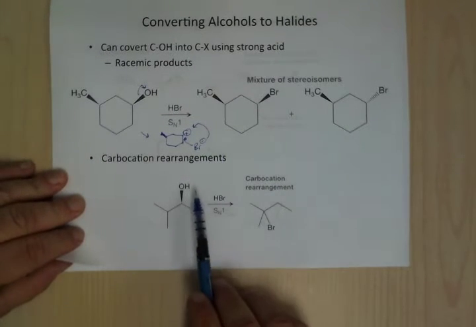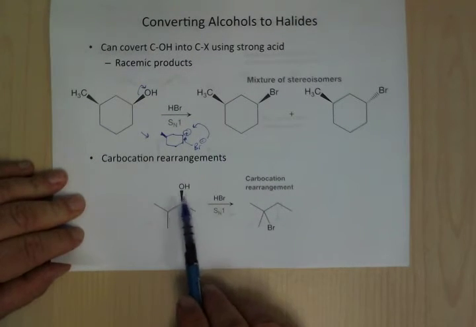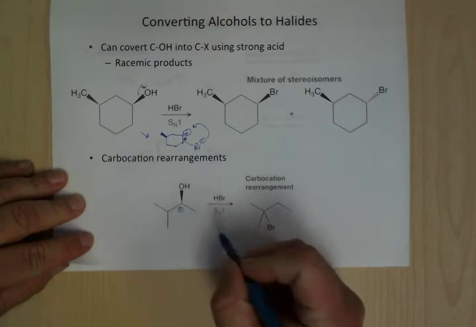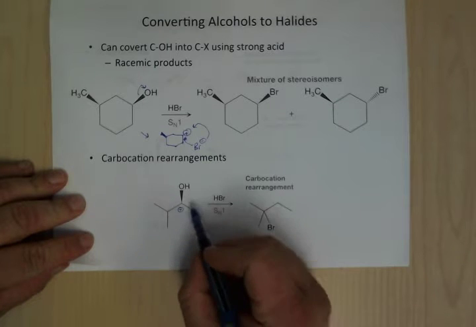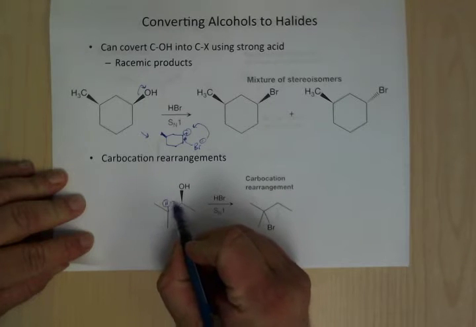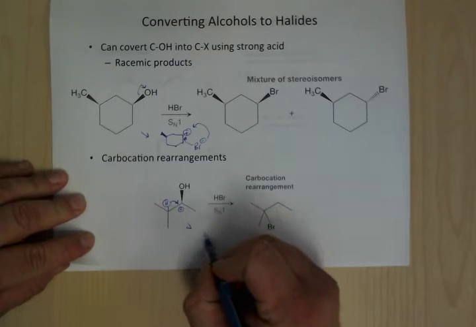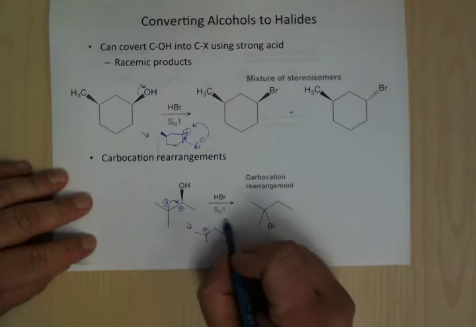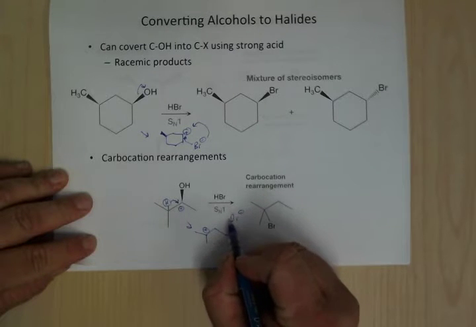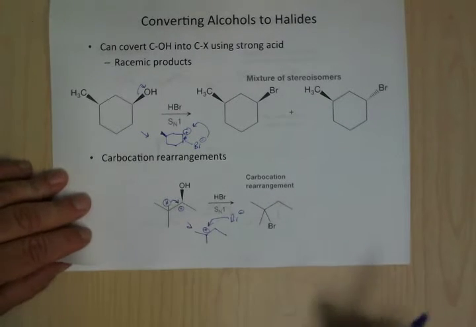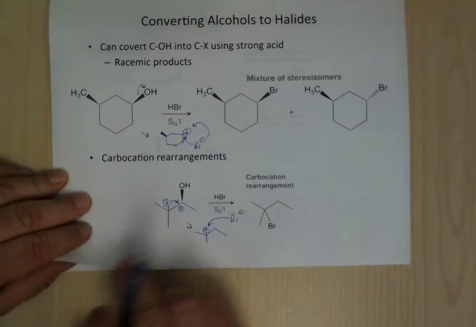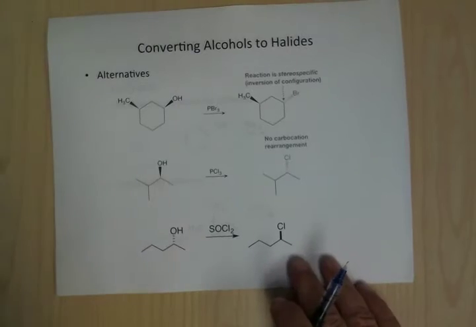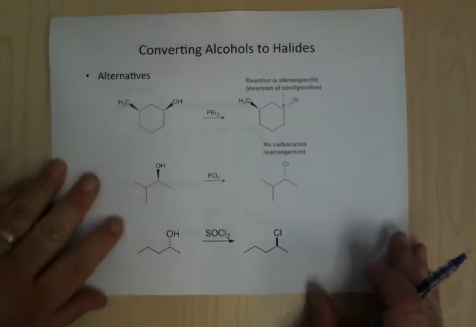Now, the other problem with this arrangement is that you can also get carbocation shifting. If the carbocation is here, right before the Br can come in, the hydride can shift over here to get the tertiary carbocation, which the bromine can then attack. So you have to be careful about carbocation shifting.